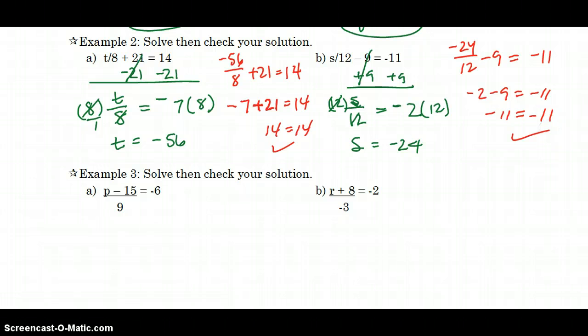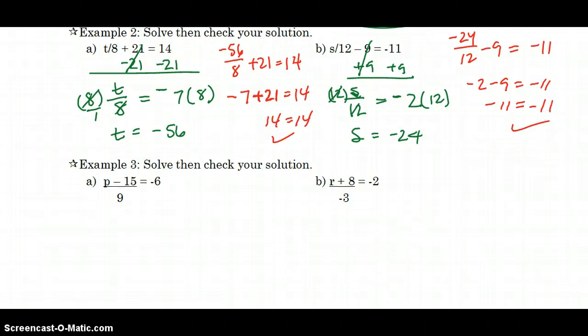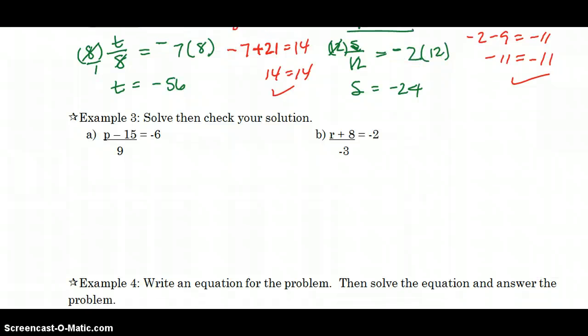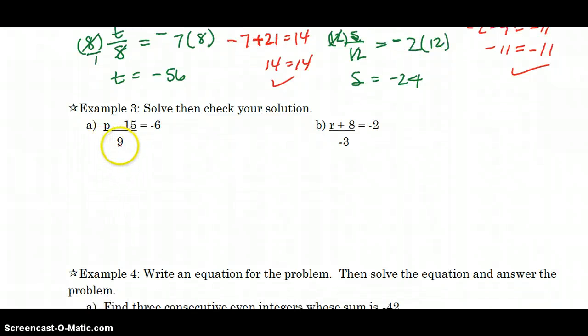Alright. Now let's get a little bit more advanced. The whole thing, p minus 15, is all being divided by 9, and that equals negative 6. So the first thing I need to do, I know I said do it in opposite order, but before I can take care of the negative 15, it's bound to p right here. So that whole difference is being divided by 9. So the best thing I can do is multiply both sides by 9.